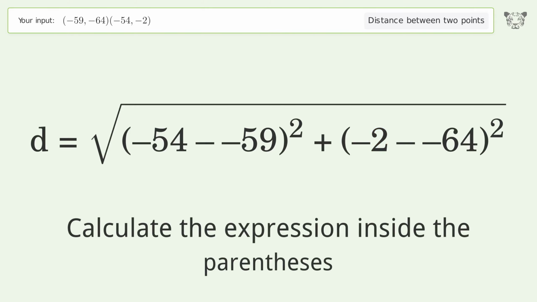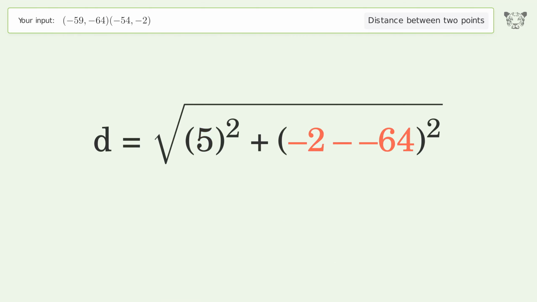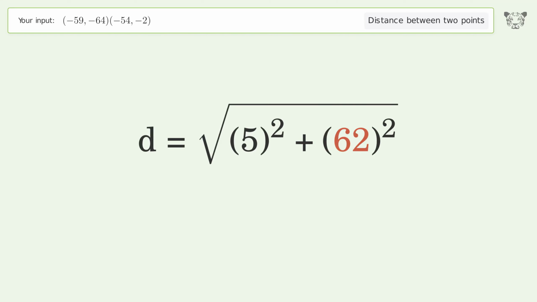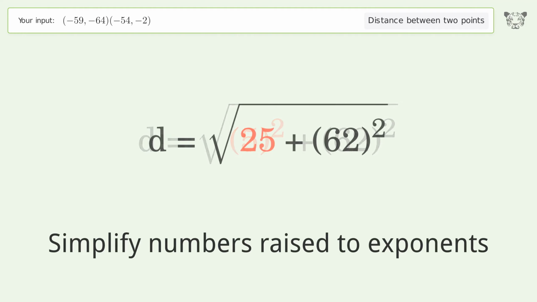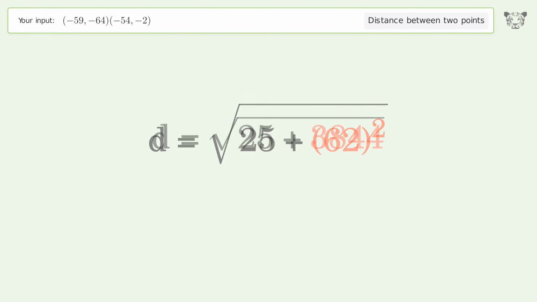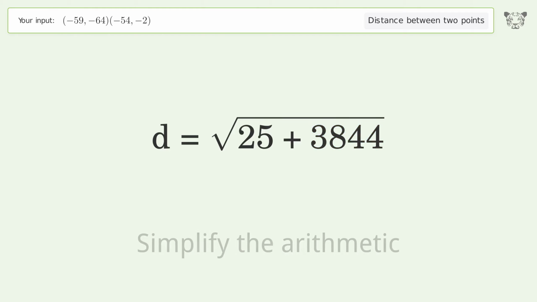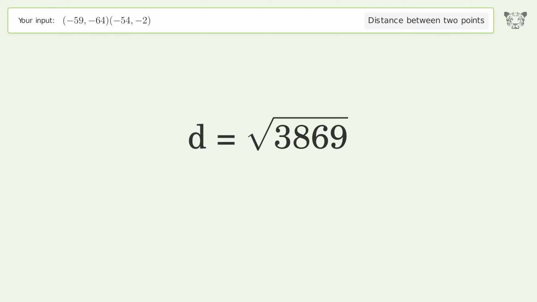Calculate the expression inside the parentheses. Simplify numbers raised to exponents. Simplify the arithmetic. And so the distance between the 2 points is the square root of 3,869, or 62.201.